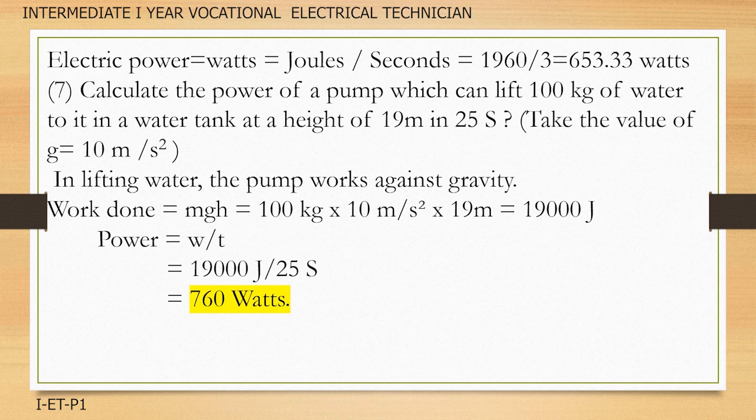In lifting water, the pump works against gravity. So work done is equal to m into g into h. That equals 100 into 10 into 19, which is 19,000 joules. But power is equal to work done by time. That equals 19,000 by 25, which equals 760 watts.